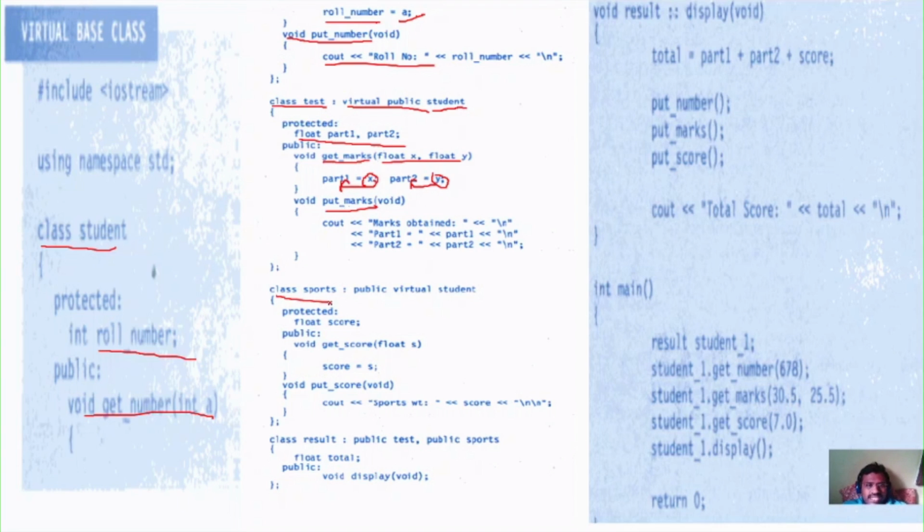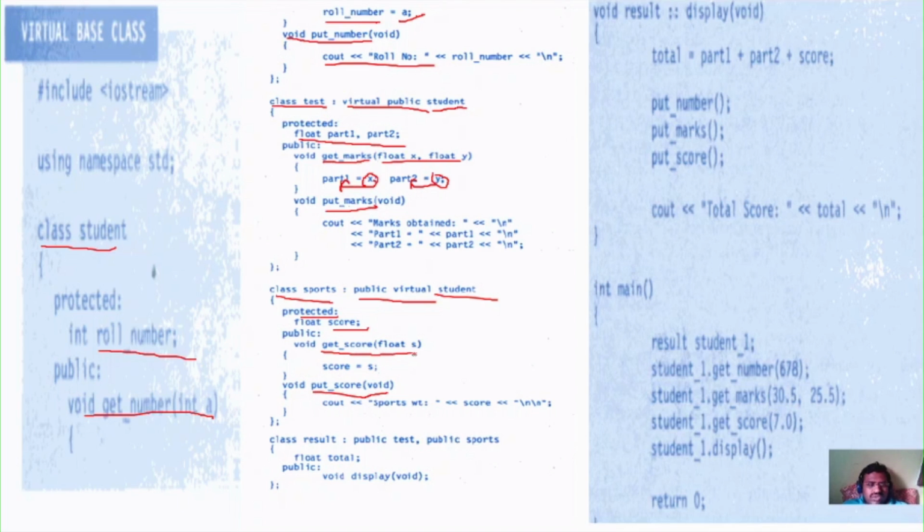Now we have the class sports. Here the sports class is a derived class which is going to be derived from the student base class through public and virtual. So it is going to contain only one protected data member, that is score. To access the score, we are having get score, and another one is put score.